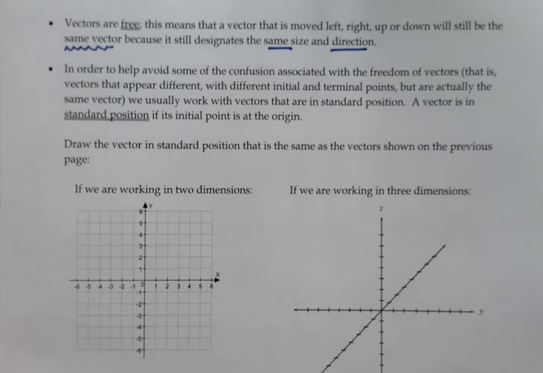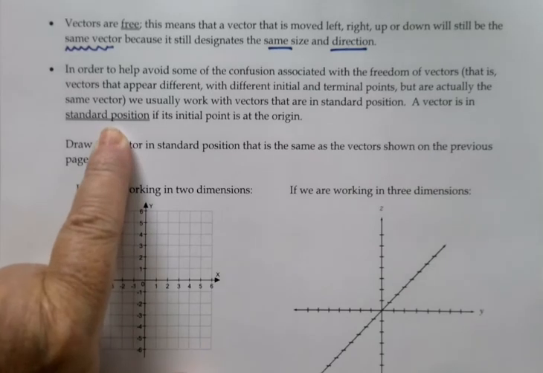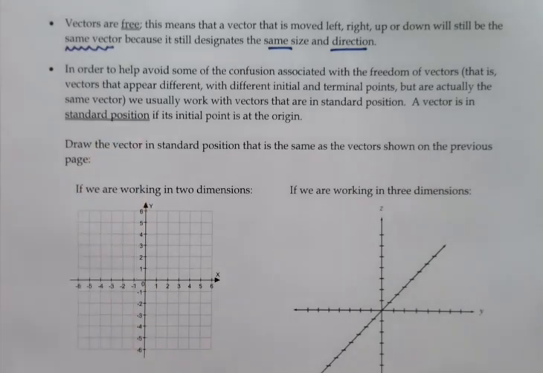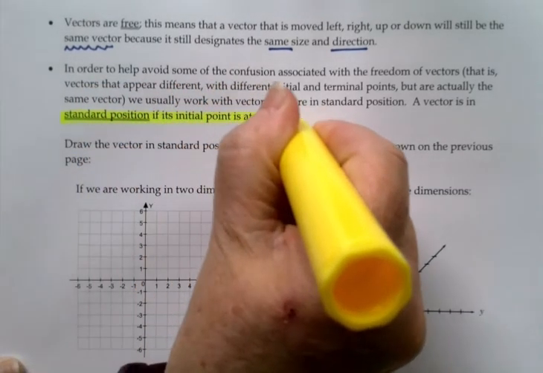Usually when we have multiple representations for something, we have a simplest or preferred form, like lowest terms for a fraction, or simplest radical form for a square root. With vectors, our simplest form is to put the vector in what we call standard position. A vector is in standard position if its initial point is at the origin.